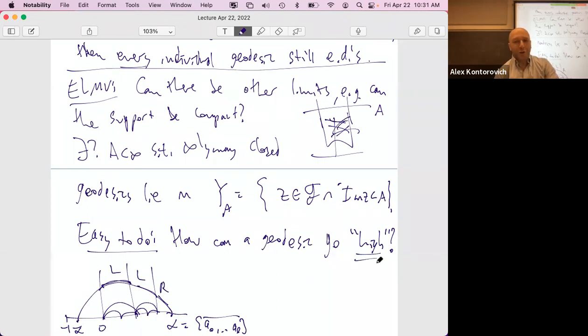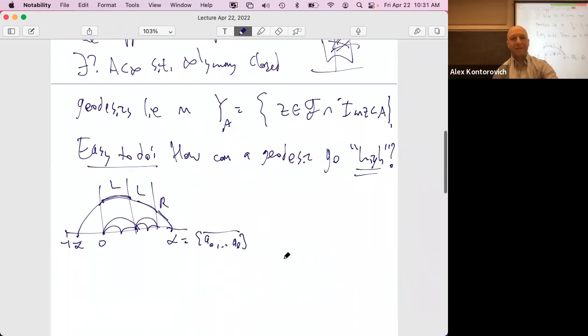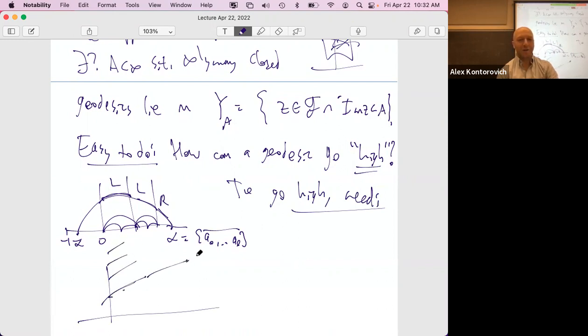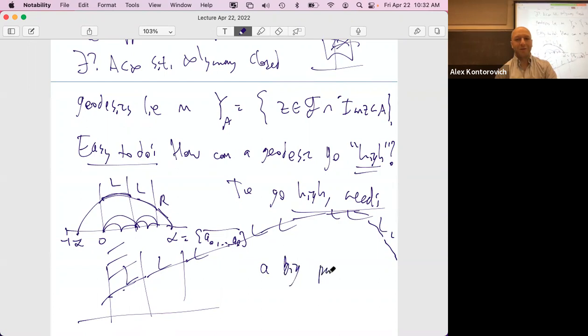Right? So in order to go high, how does a geodesic go up high? How do I get high in the fundamental domain? I need to go up and up and up. In other words, I need to have an L, an L, an L, a long sequence of L's. You need a big digit. So to go high, you need a big partial quotient.